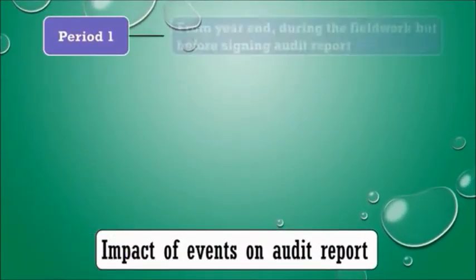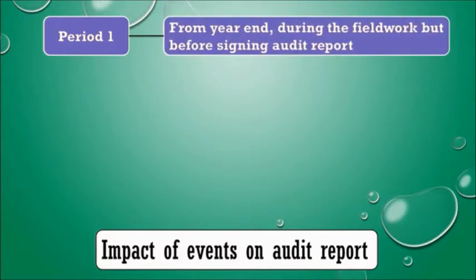Period 1, from year-end, during the fieldwork but before signing the audit report. Auditors have to perform procedures to discover and evaluate all subsequent events that may have a material effect on the financial statements. That means they are able to make necessary adjustments or disclose in the financial statements.